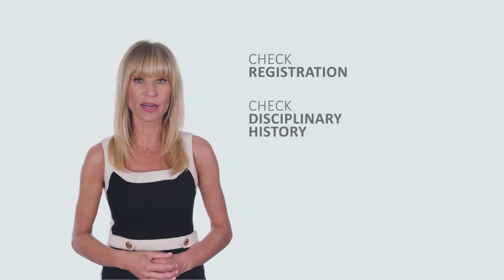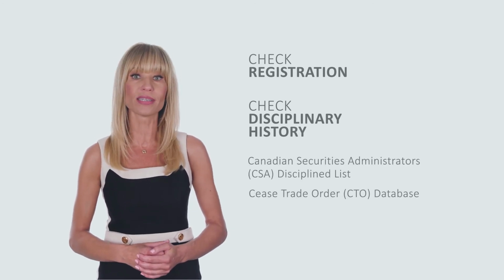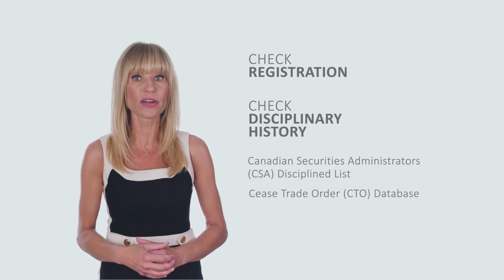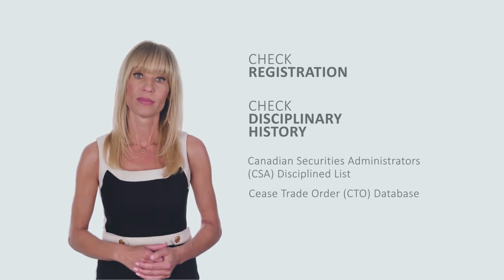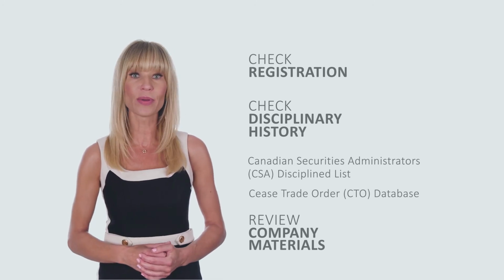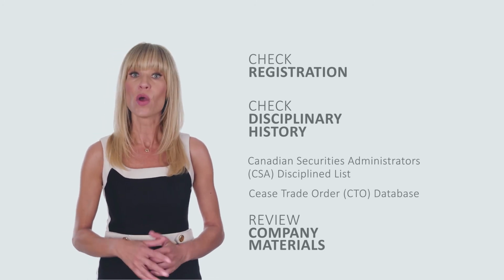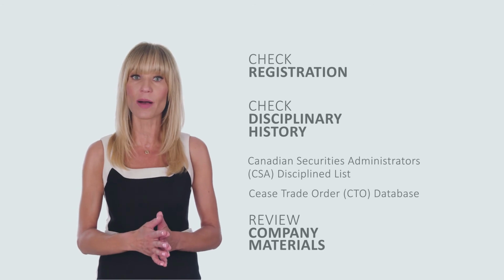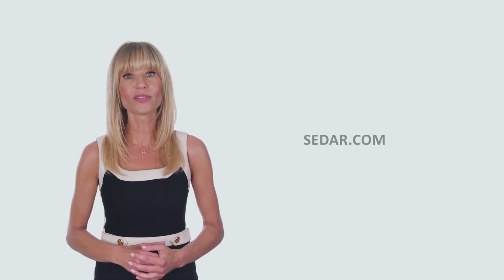Also, check for any disciplinary history. The Canadian Securities Administrators Disciplined List and Cease Trade Orders database can both be checked to see if disciplinary decisions or cease trade orders have been issued against individuals or firms. You should also review company materials. They teach you a lot about investments and companies that issue them. Prospectuses, annual and quarterly reports, and other filings made with Canadian securities regulators can tell you if a company is gaining or losing money and why. These disclosure documents are required to be filed on sedar.com and will also be available on companies' websites.